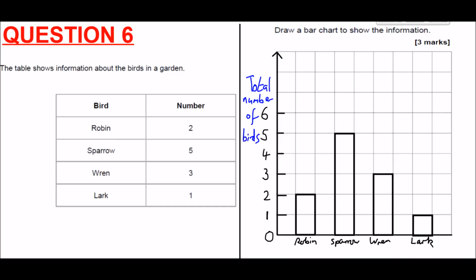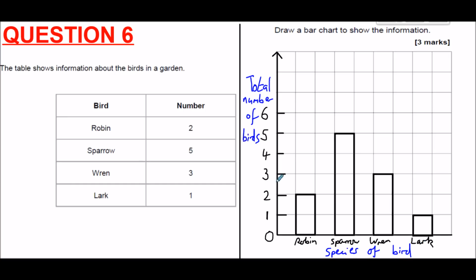People might not know what a wren or lark is, so label this something like species of bird or type of bird. Species will do. Species just means type of bird. So species of bird along the x-axis, and the y-axis shows us the total number of birds.